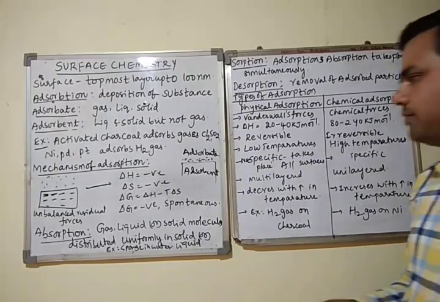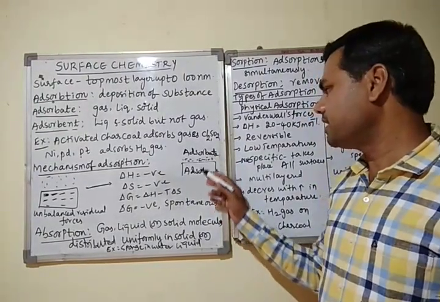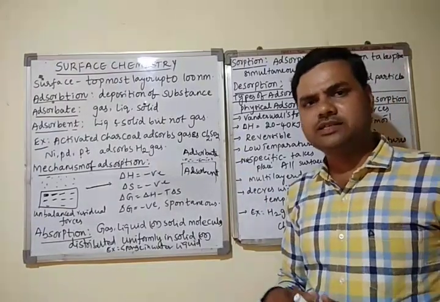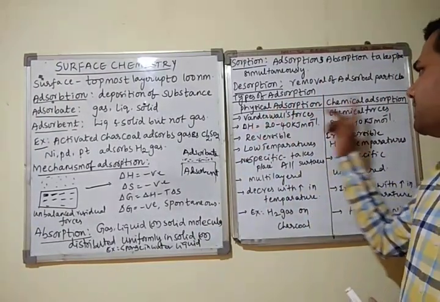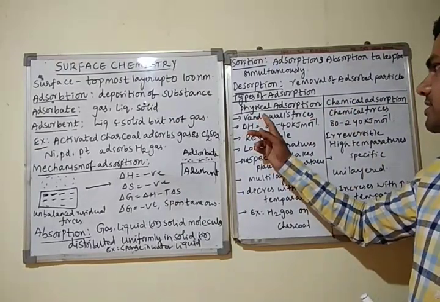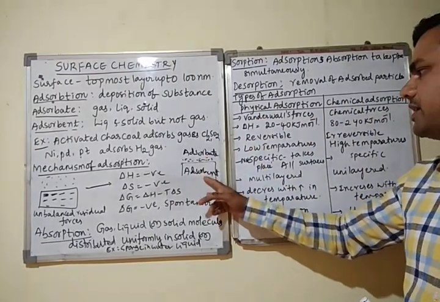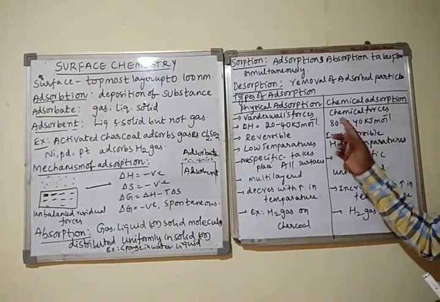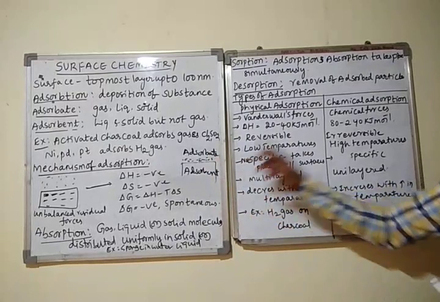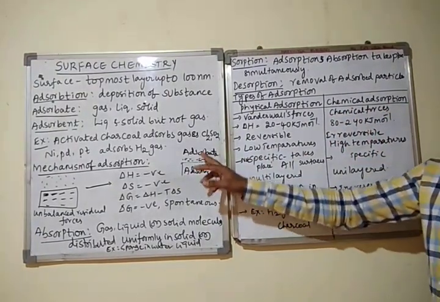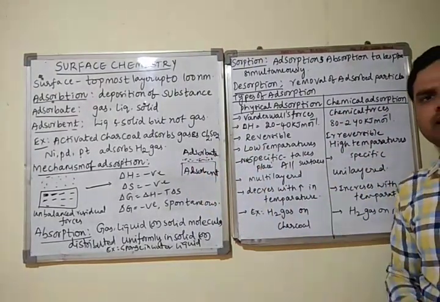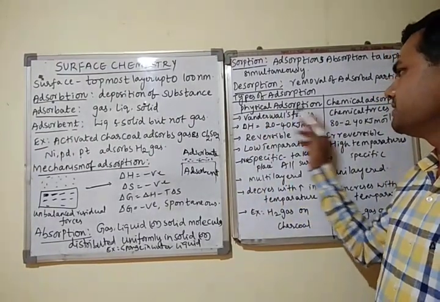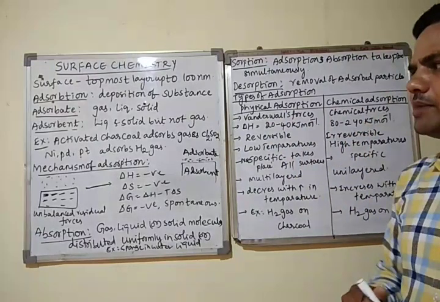Based on the forces of interaction between adsorbate and adsorbent, there are two types of adsorption: physical adsorption and chemical adsorption. In physical adsorption, van der Waals forces act between adsorbate and adsorbent. In chemical adsorption, strong chemical forces act between adsorbate and adsorbent. Based on the force of interaction, they are classified into two types, physical adsorption and chemical adsorption.